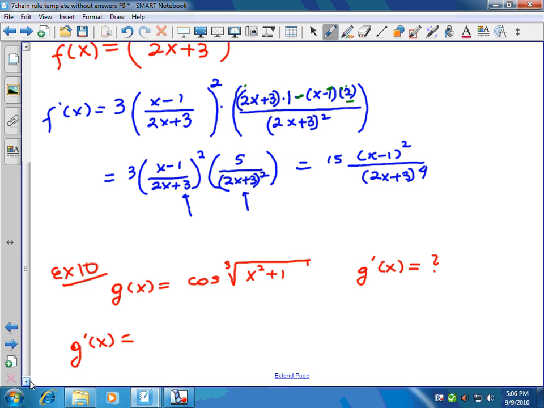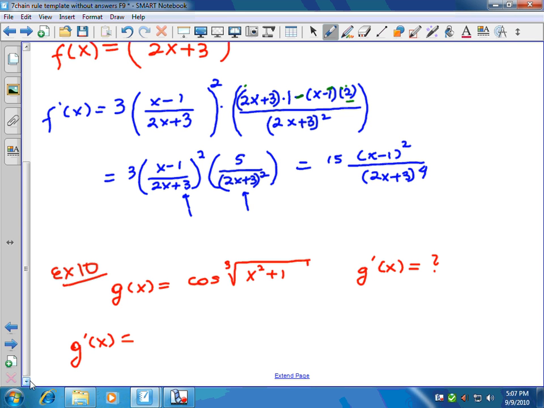Okay, this one is a really interesting one. g of x equals cosine of the cube root of x squared plus 1. So you don't have one function, you don't have two functions, but you have three functions, one nestled within another. In this case, the innermost function is your x squared plus 1. The intermediate one is the cube root of u, let's say. And the outside function is, let's say, cosine of z, the cosine function.